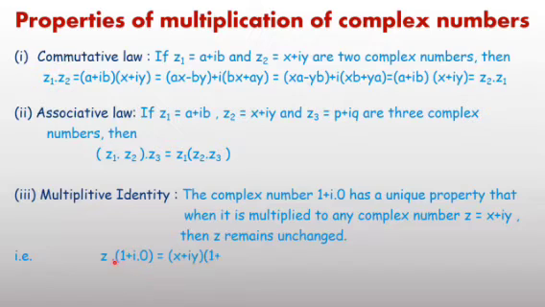That is, Z into 1 plus i0 equal to x plus iy into 1 plus i0 multiplied, and after solving we are getting the same complex number. There is no change. Therefore, 1 plus i into 0 is known as the multiplicative identity. The next, multiplicative inverse.